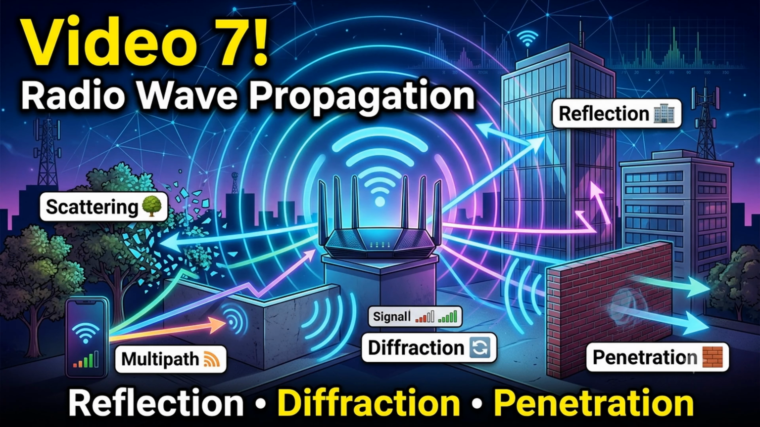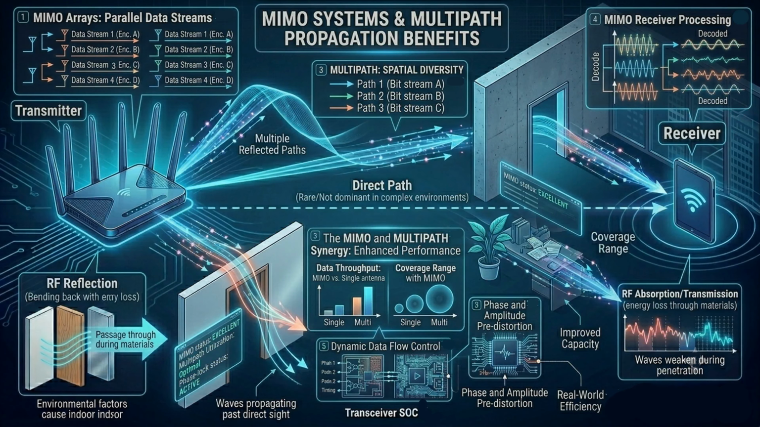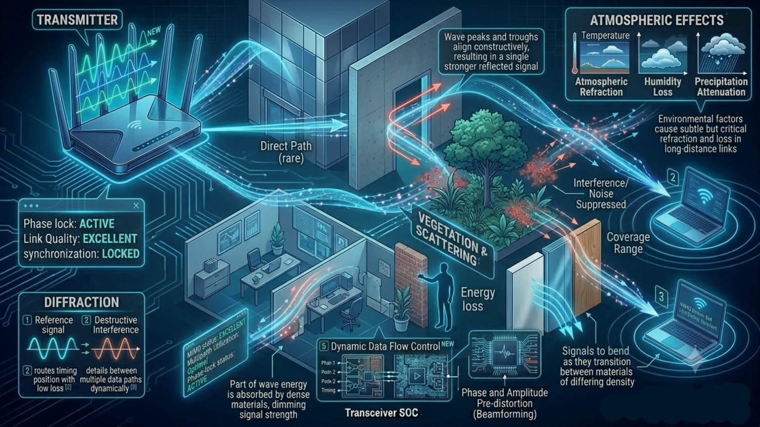Radio wave propagation characteristics. Radio waves rarely travel in a perfectly straight path from a transmitter to a receiver. As they propagate through the environment, they interact with various objects, surfaces, and atmospheric conditions that can alter their behavior. These interactions influence signal strength, coverage, reliability, and overall wireless performance. Understanding how radio waves propagate is essential for designing, deploying, and troubleshooting wireless networks.